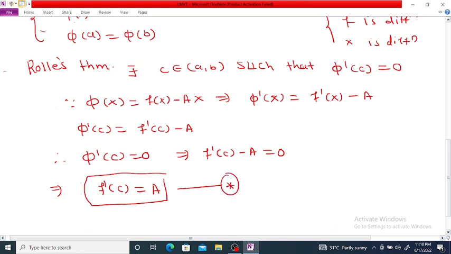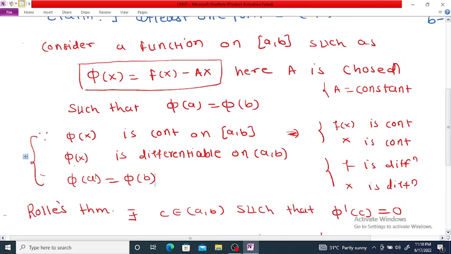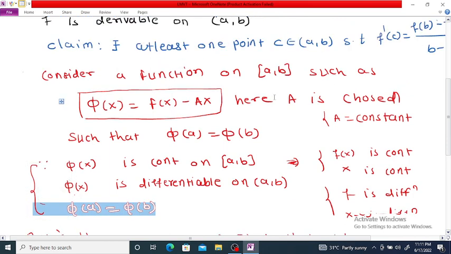Now we want to determine the value of a. To find the value of a, we use the third condition, phi of a equal to phi of b. Here we chose a such that phi of a is equal to phi of b.